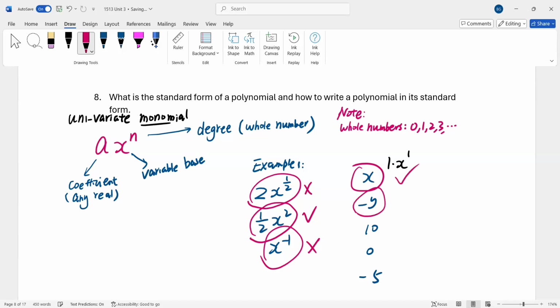Jose, is negative y a monomial? Why not? I can write it as negative 1 times y to the power 1. Coefficient is negative 1, right? Variable base is y. Normally we use x, but sometimes you could use other letters, depending on the context. Y is okay to be the variable base. And the exponent on the shoulder of the variable base is 1. 1 is a whole number. Do you see it, Jose? Okay, if you see it now, that's perfect.